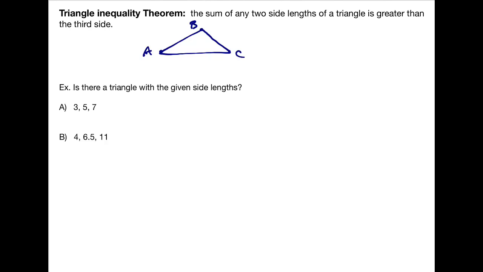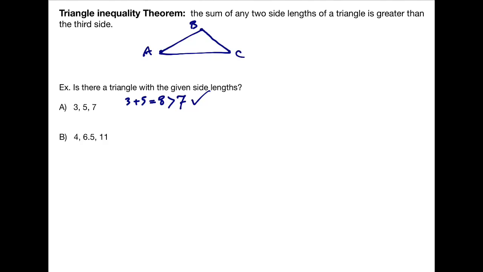Let's see one example for this. Is there a triangle with the given side lengths? So this question has two parts, A and B. Let's see the first part. So you have a triangle, and the side lengths of this triangle are 3, 5, and 7. If I add any two of these numbers, the answer must be bigger than the other one. So we have three cases here. Let's see all of them one by one. So if I add 3 to 5, the answer is 8, which is greater than 7. So this one is checked.